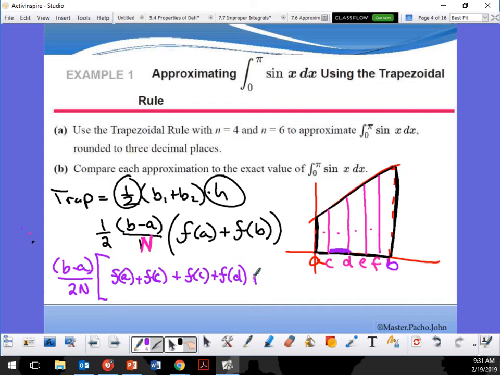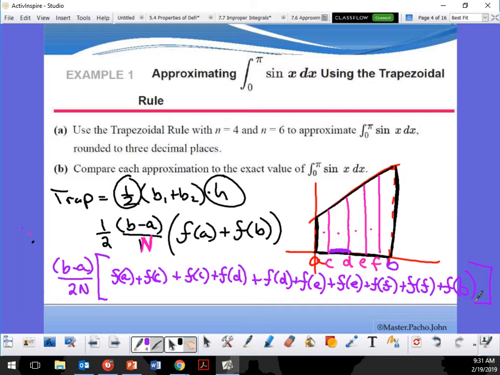Okay, my next piece. This is f of D plus f of E. And keep going: f of E plus f of F, plus f of F plus f of B. I probably should have done fewer parts, but let's see if you can get the pattern out of this. F of A plus 2 f of C plus 2.